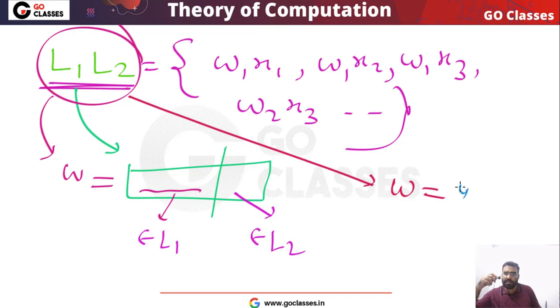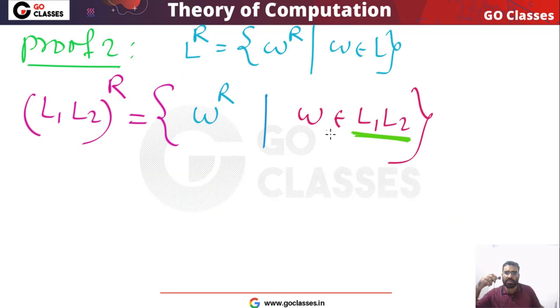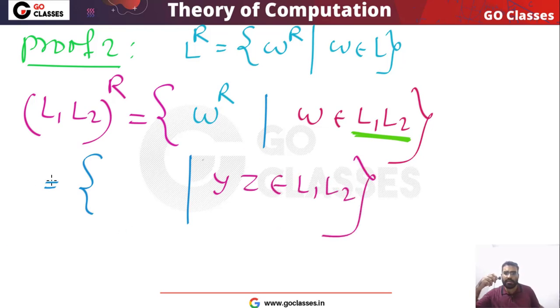I can say the first part is coming from L1, the second part is coming from L2. So you can notice, if W belongs to L1 L2, then I can break this W into two parts. I can say this W is basically nothing but some YZ belonging to L1 L2.